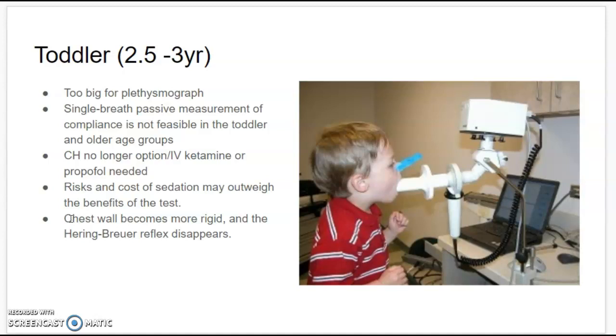So really, with toddlers, we probably want to have them awake and cooperative and try to work through lung volume testing as we would an older child. Another reason we can't do passive measurement with toddlers is because their chest becomes more rigid and they lose the Hering-Breuer reflex, which is needed to do the passive testing with infants.